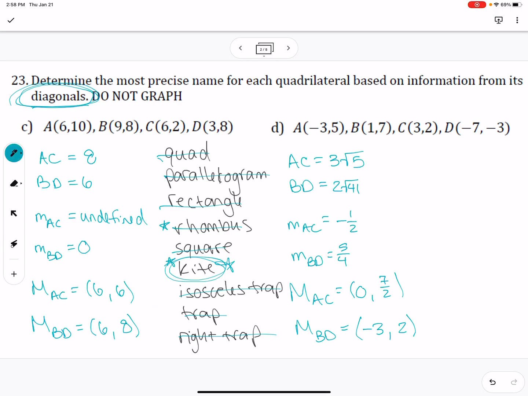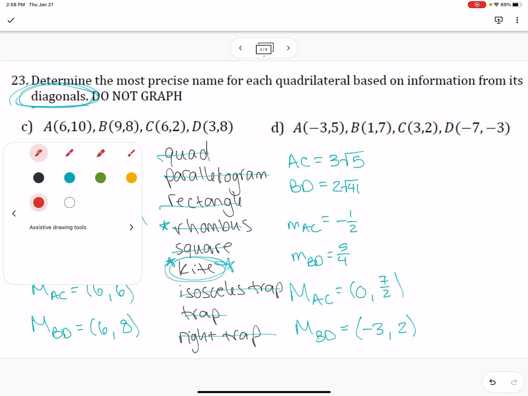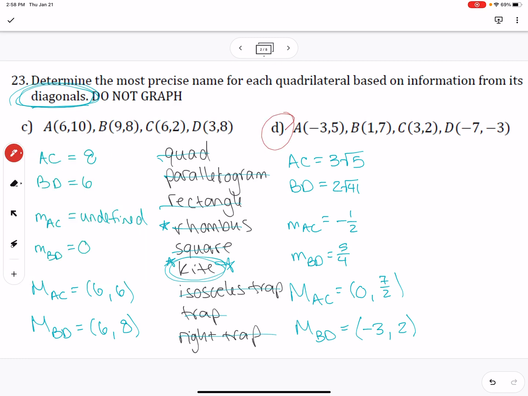So I'll go and kind of do the same thing in a different color for D here. I'll make D red as I go through. So here, again, diagonals are not the same length, okay? So let me just double check on that BD there. I feel like that looks funky. So 1 minus negative 7 squared plus 7 minus negative 3 squared. Oops, I forgot my plus sign.